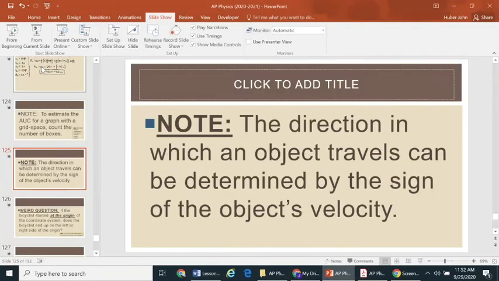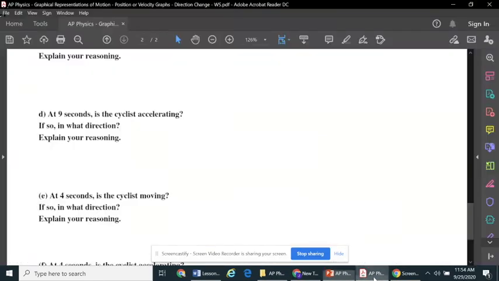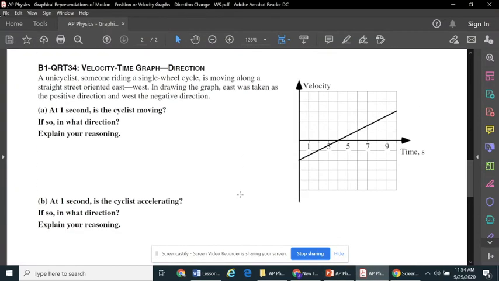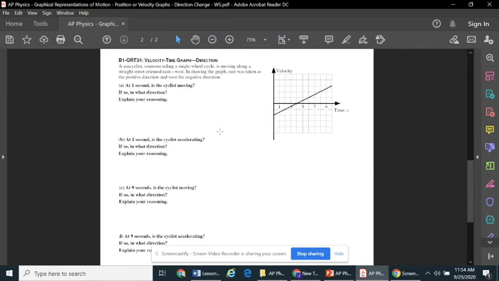And then we'll go ahead and look at another problem. All right, let's go ahead and take a look at another one. If you look on this worksheet on the back or on the second page, you'll see another question, which has the code B1-QRT34. And it says velocity versus time graph direction. And it says a unicyclist, someone riding a single wheel cycle, is moving along a straight street oriented east-west. In drawing the graph, east was taken as the positive direction and west was taken as the negative direction, as is usually the case. And the questions here are asking about, at various times, is the cyclist moving or accelerating?